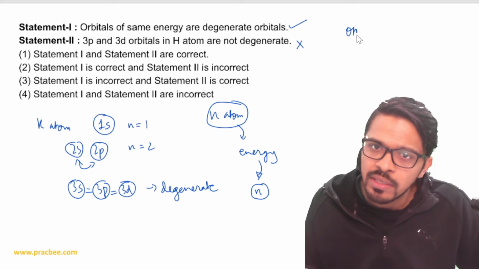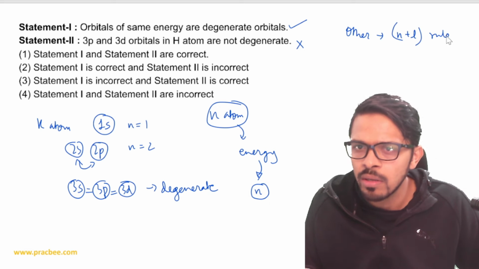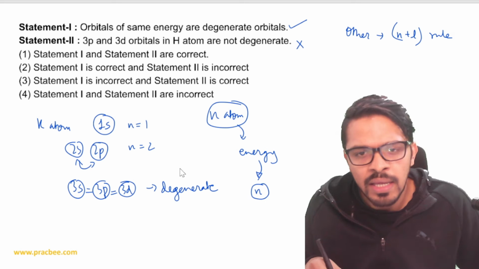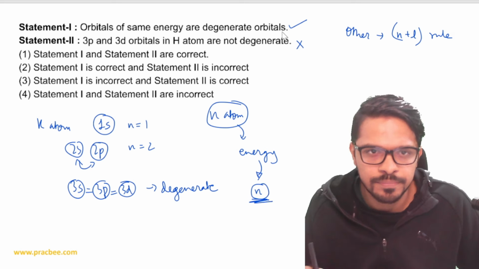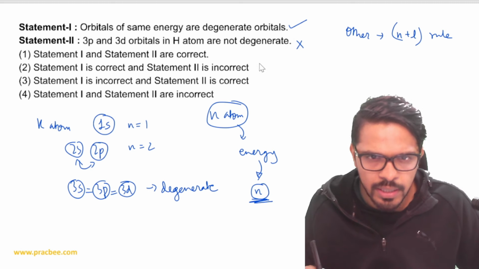For others, we see the value of n plus l. We apply the n plus l rule, but for hydrogen, we only worry about the value of n. So first is correct, second is incorrect. The answer would be 2.